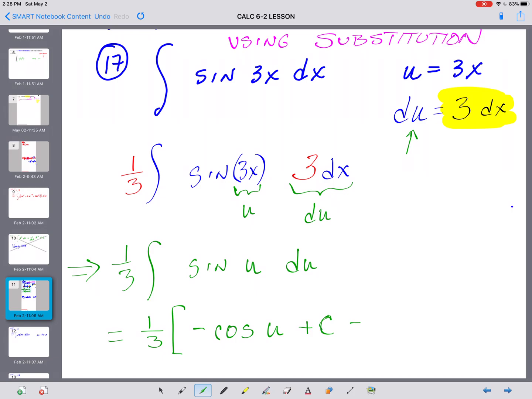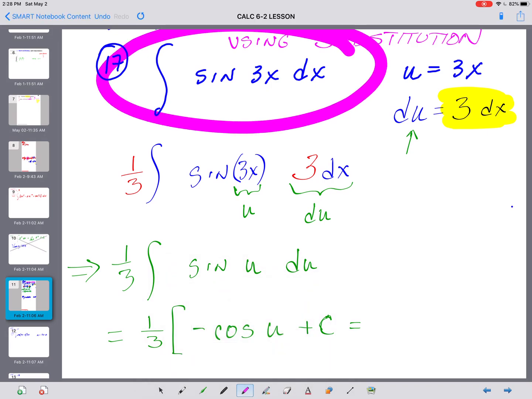Now we're almost done. The very last step. Notice my original integral right here. In my original integral, the variable was x. That's what I want my final answer to be in. So here it is. Let's multiply the 1/3 times this. So I'm going to get negative 1/3 cosine.